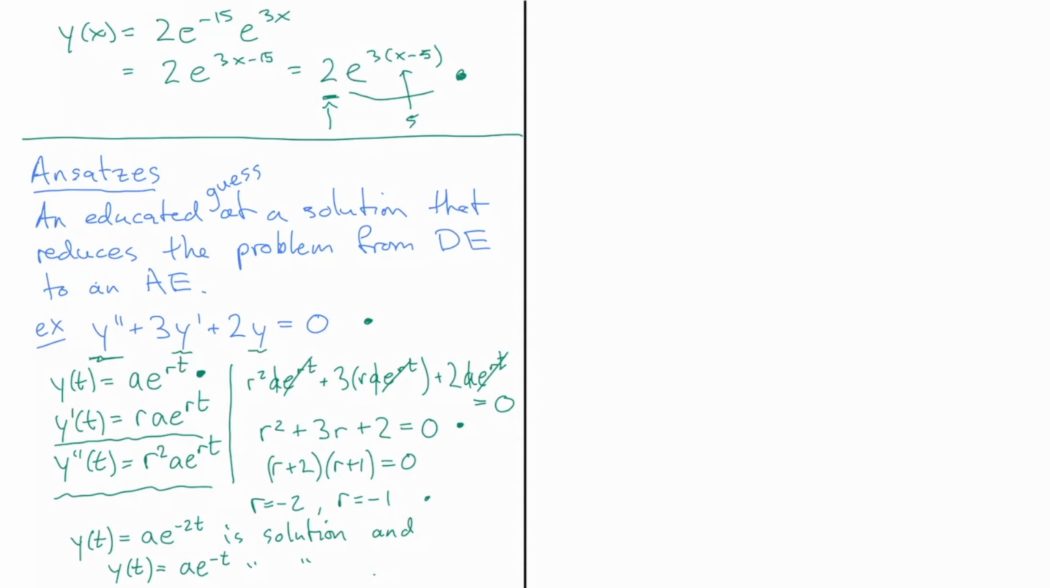Okay, so let's try another one. Another example, slightly different. Here we're going to do x squared y double prime plus xy prime minus y equals 0. Sorry, just before I go on with this one, referring back to this example.